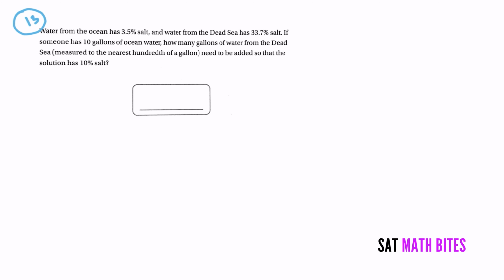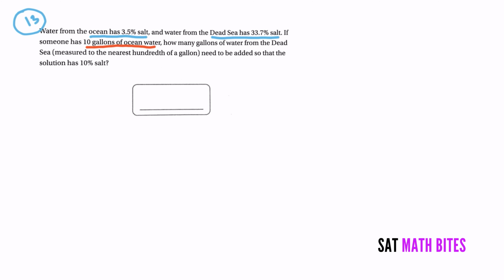On number 13, we have water from the ocean, which has 3.5% salt, but then water from the Dead Sea, which is much saltier and has 33.7% salt. And we have 10 gallons of ocean water, but we want to add water from the Dead Sea so that the salt concentration increases to 10%. So the key here is to set up an equation.